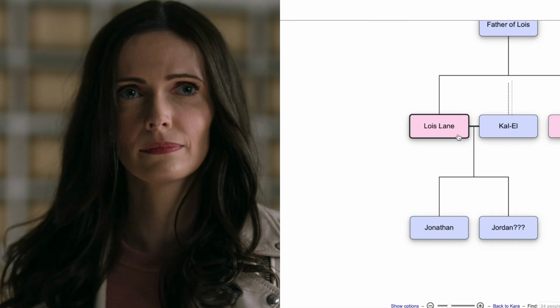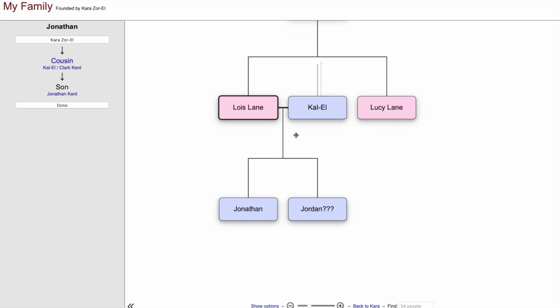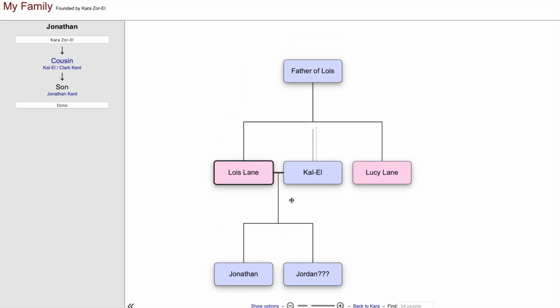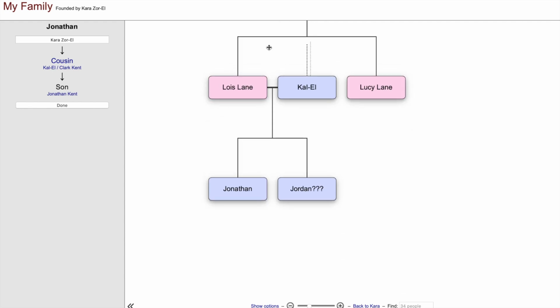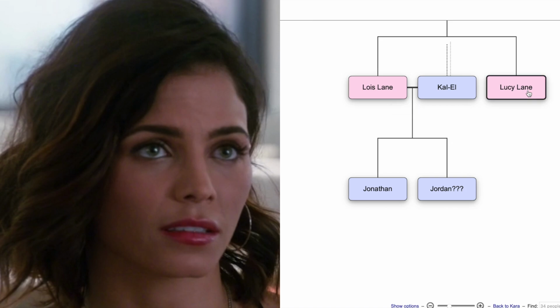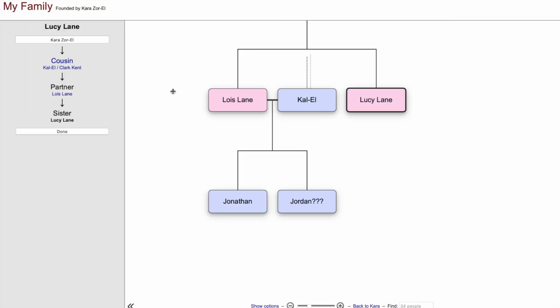If we go back up to Lois, don't look at that. You didn't see that. I know his name is Samuel. I know he was in Supergirl. Sam Lane. Don't look at it anymore. So she has a sister named Lucy Lane who is also on Supergirl. So we go to Lucy Lane, show relationship to Lucy. Lucy is the sister of Kara's cousin Clark's wife.